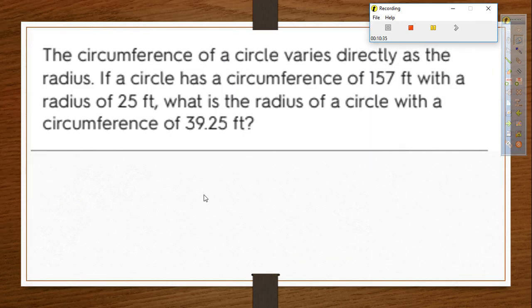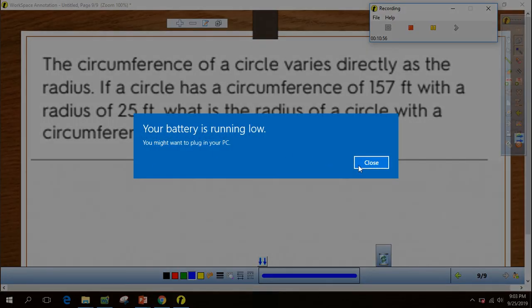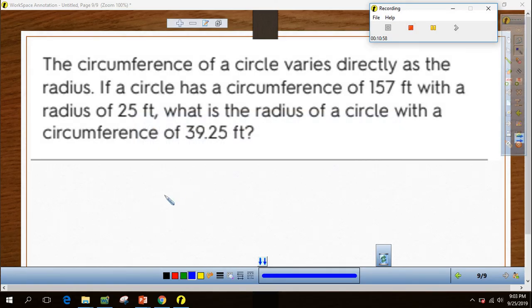This one's a little more cut and dry. It says if the circumference of a circle varies directly, there's my keywords again, so we know this is proportionate. If the circumference of a circle varies directly as the radius, if the circle has a circumference of 157 feet with a radius of 25 feet, what is the radius of a circle with a circumference of 39.25?